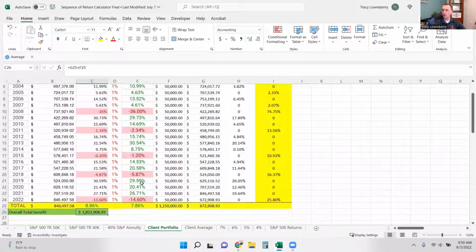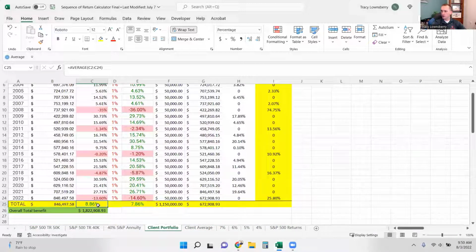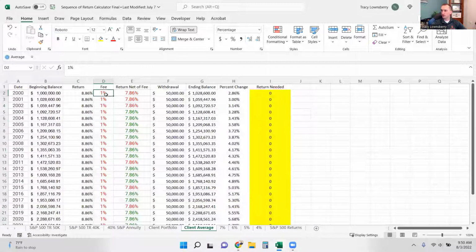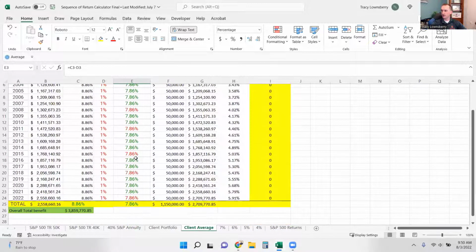But this is what we show people. We say, okay, well, you're averaging 8.86% minus a fee, 7.86. Well, let me show you why an average means nothing. Because if I just removed all of those sequences as the portfolio goes up and down, and I just clicked on, let's just look at an average. Okay, so you get your 1% fee, 8.86, your net return of fee, 7.86%.